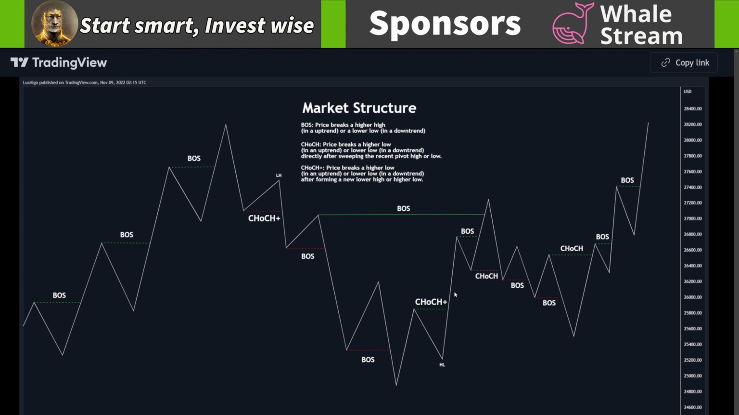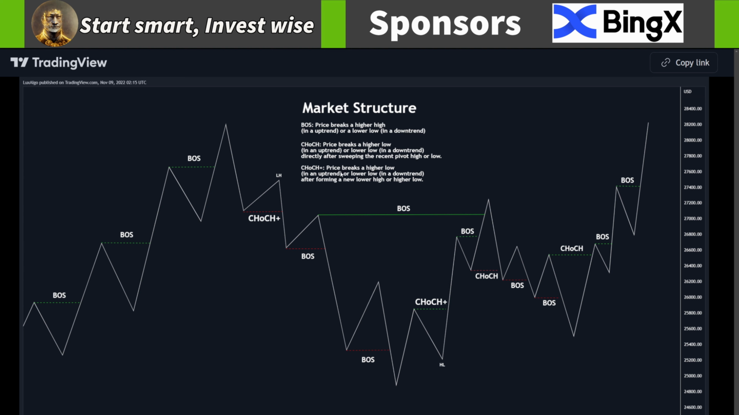The change of character without the plus sign, just the regular change of character, means a price has broken a higher low in an uptrend or, excuse me, a lower low in a downtrend, directly after sweeping the recent pivot higher low. So you can see right here, it broke down below this low. On this one, it broke above this recent high, okay?